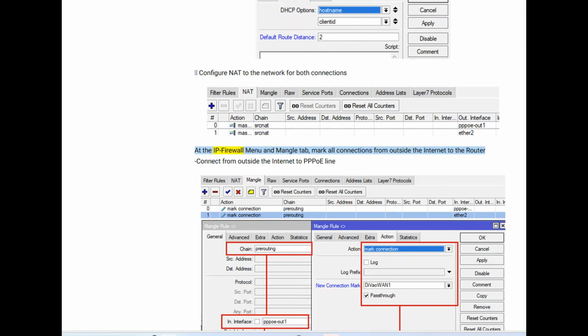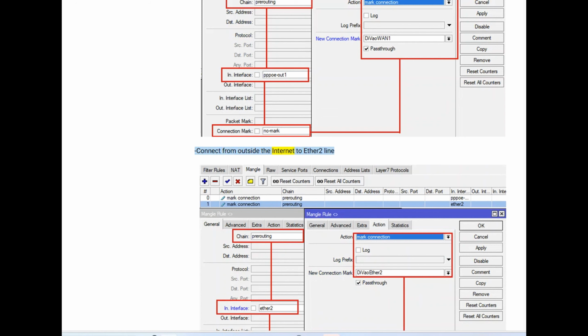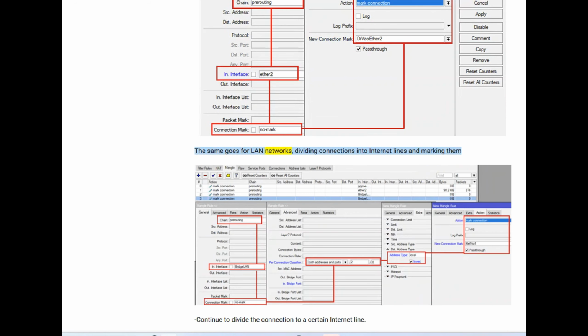At the IP firewall menu and Mangle tab, mark all connections from outside the internet to the router. Connections from outside the internet to the PPPoE line. Connections from outside the internet to the Ether 2 line. The same goes for LAN networks: dividing connections into internet lines and marking them. Continue to divide the connection to a certain internet line.